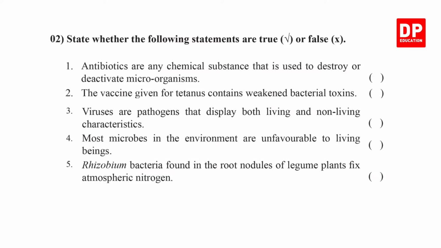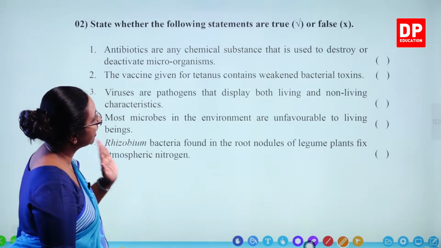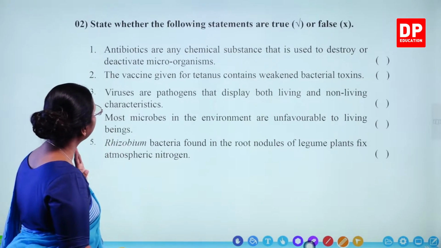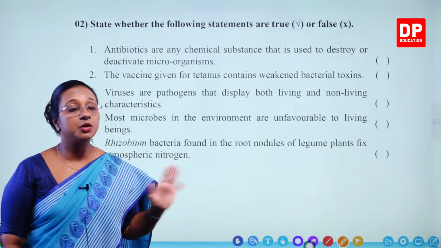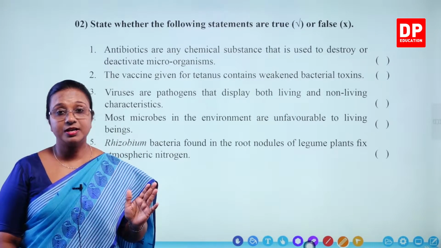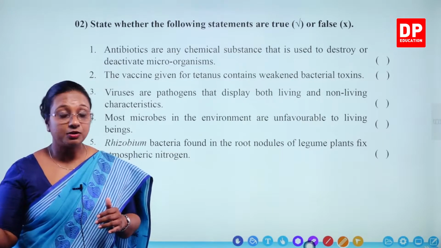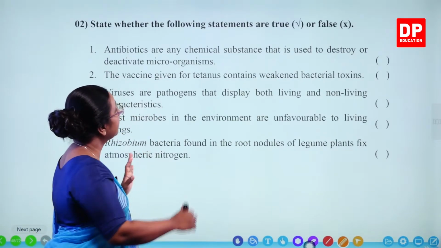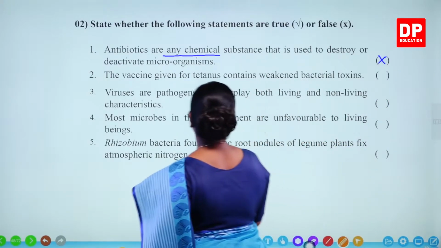Second question, state whether the following statements are true or false. So, you have to say whether they are correct or wrong. Antibiotics are any chemical substance that is used to destroy or deactivate microorganisms. Is that correct? Is it any chemical substance? No. It is a chemical substance that is produced by one microorganism to sabotage or destroy the function of another microorganism. So, we can't say any chemical substance. That is wrong. So, because of that, this statement is false.